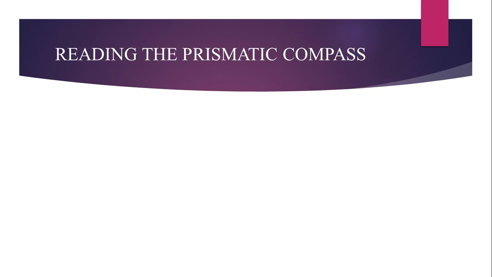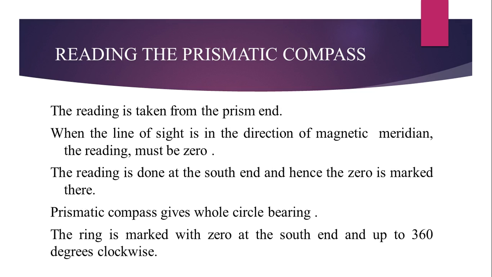Reading the prismatic compass. The reading is taken from the prism end. When the line of sight is in the direction of magnetic meridian, the reading must be 0. The reading is done at the south end and hence the 0 is marked there. Prismatic compass gives whole circle bearing. The ring is marked with 0 at the south end and up to 360 degrees clockwise.